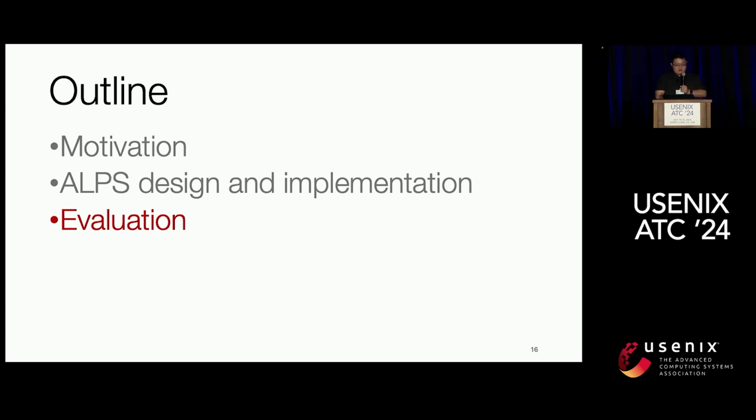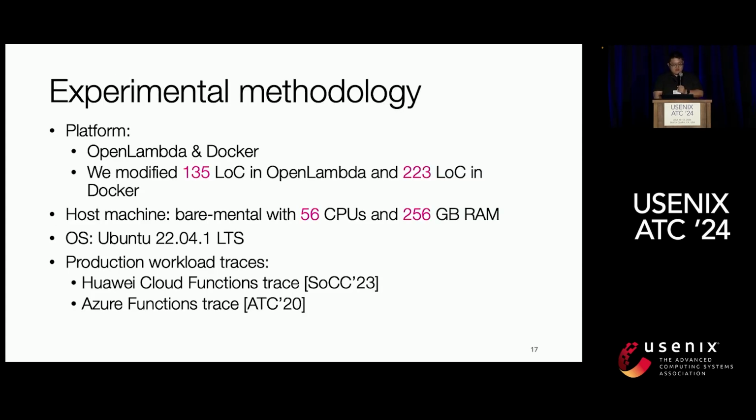Finally, let's see our evaluation. We deploy ALPS in OpenLambda, using Docker as the FaaS worker. We modify 100 lines of code in OpenLambda and about 2 lines of code in Docker. We run experiments on a large bare metal machine, based on two production workload traces: the Huawei cloud function traces and the other function traces.